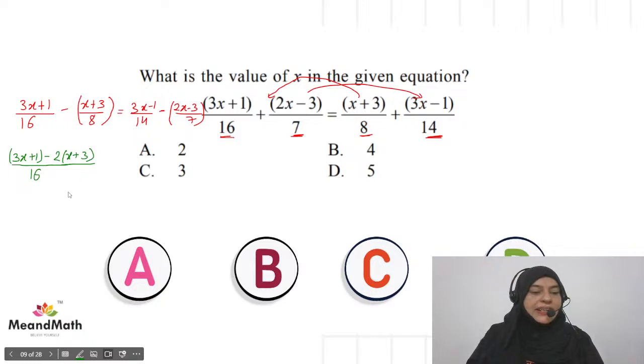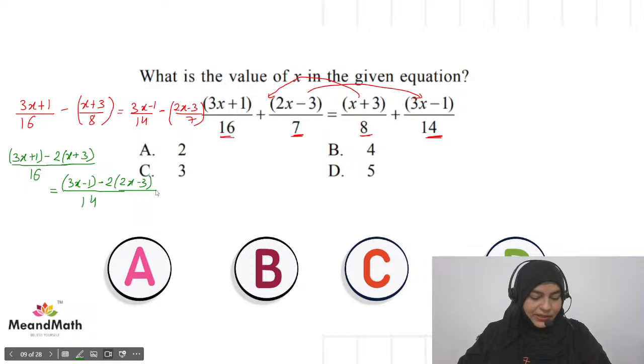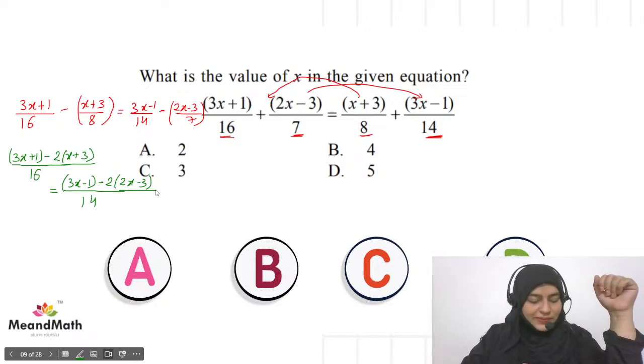Now, right hand side, which will be equal to, when you are taking the LCM of 14 and 7, it will be 14. So it is 3x minus 1, negative, 7 times 2 is 14. So it is 2 times (2x minus 3). We have taken the LCM here. Now only what's the need? There is a need to solve it. Try to solve it, all of you. Give me the answer.